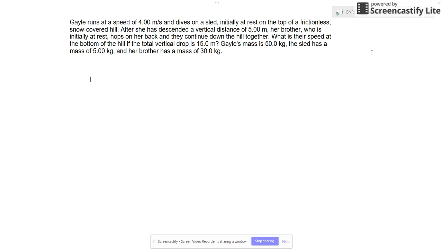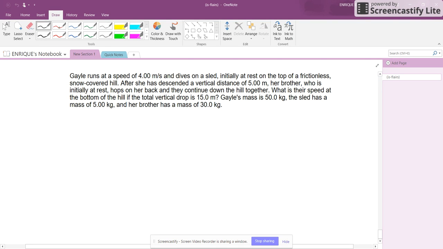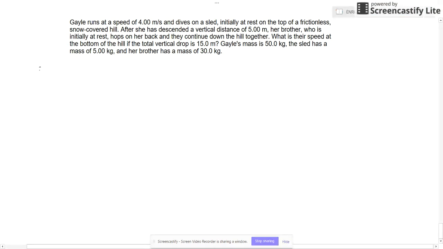So let's start our problem by doing a diagram. We have Gail, let's call that G, and she's going 4 meters per second towards a sled going 0 meters per second. And the problem implies there's a little hill right here, so let's draw the hill. After she has descended a vertical distance of 5 meters, so that means that before Gail's brother gets on the sled, she's going to descend 5 meters. So that is before the collision.